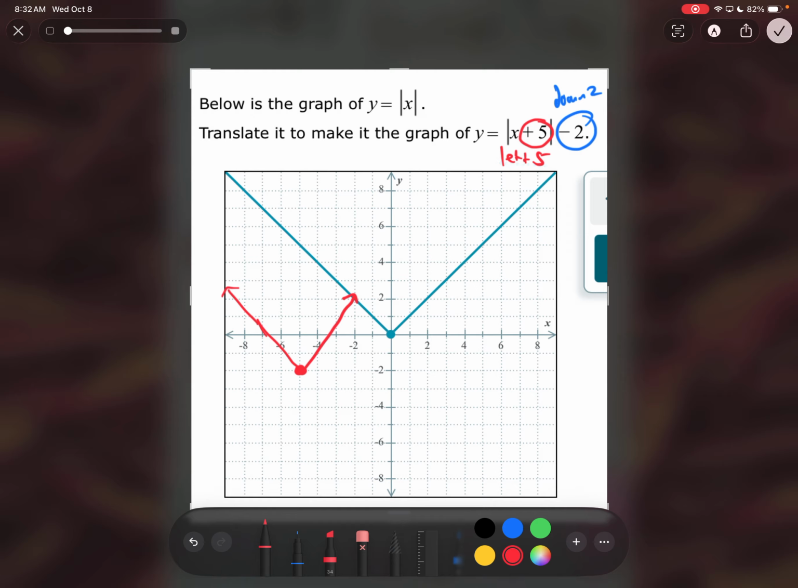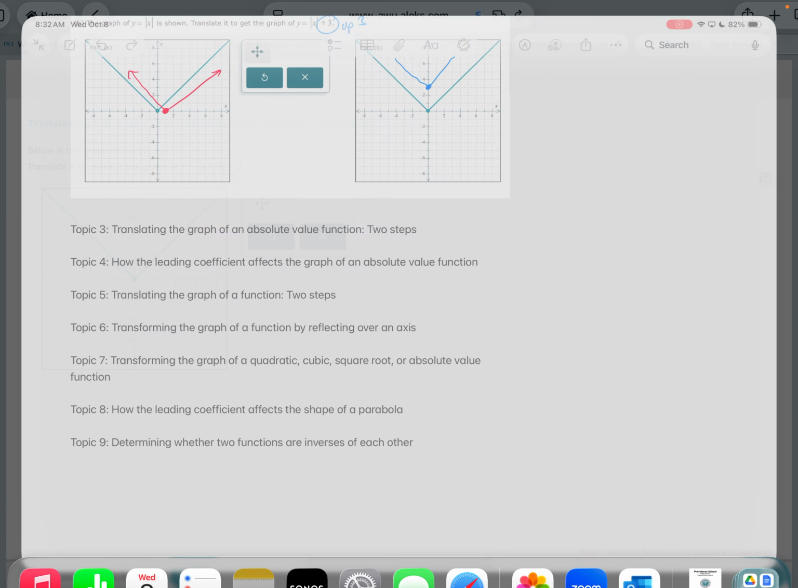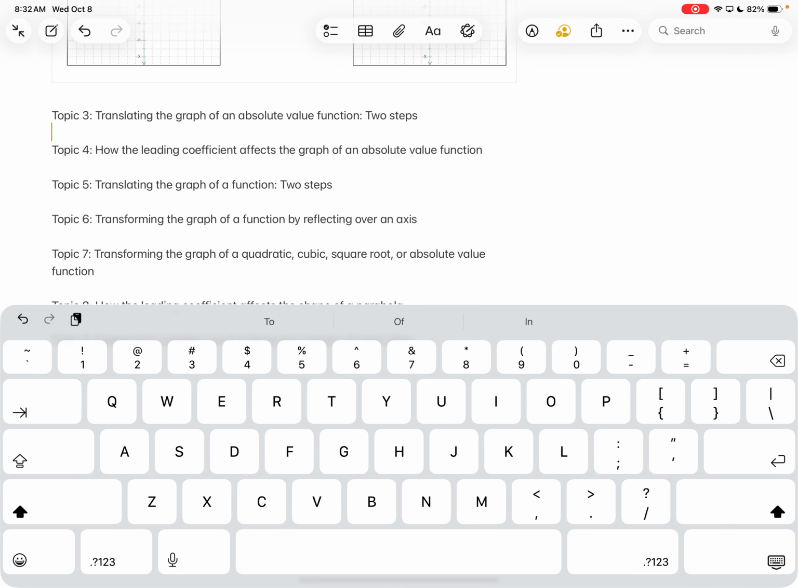Is this making sense? We kind of did one of these on Tuesday too, or Monday, whatever day we were here. So the adding and subtracting part isn't usually too terrible.